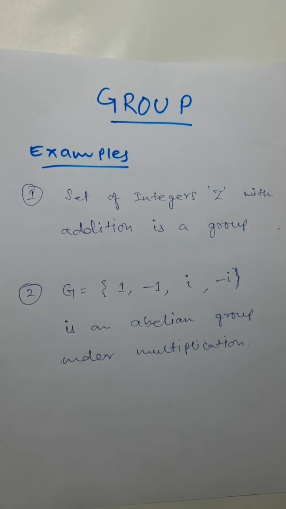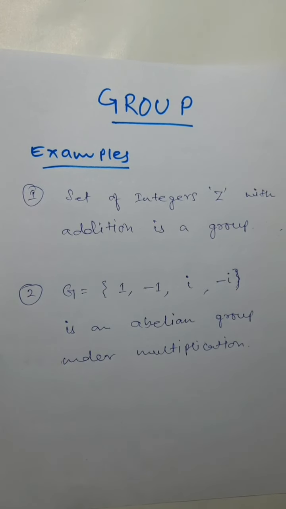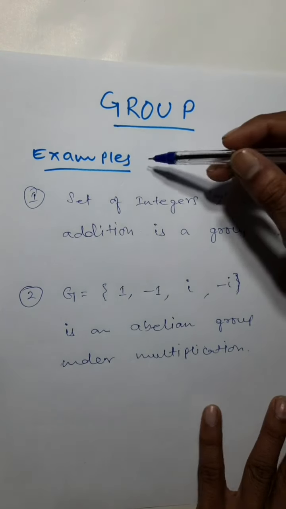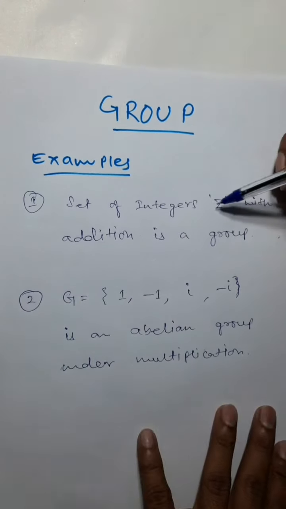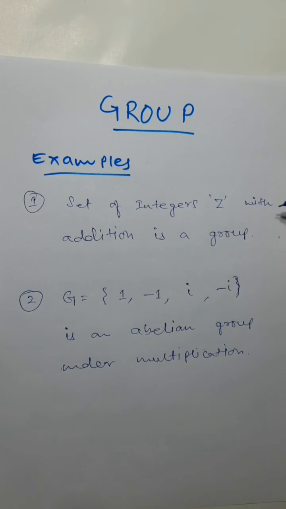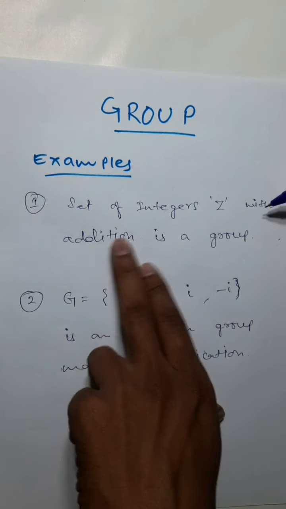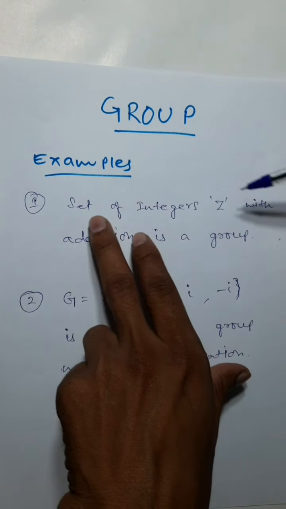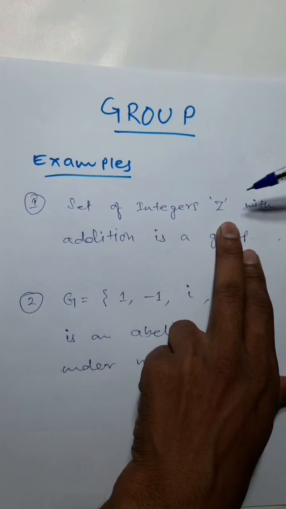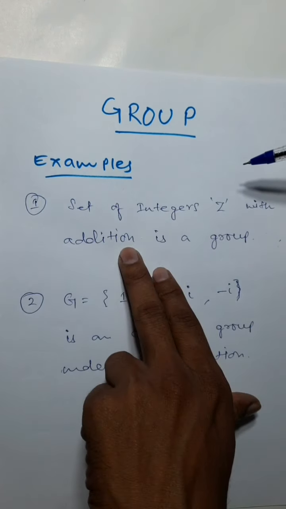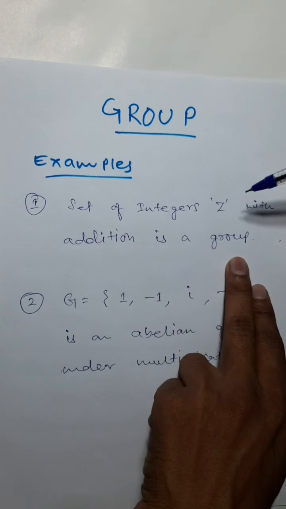Hello friends, in this video I'm going to show you some examples of a group. I'm considering two examples. First one is the set of integers, denoted by Z, with addition is a group. So the binary operator here is addition, and the set is the set of integers denoted by Z. These two, the set of integers and addition, will form a group.